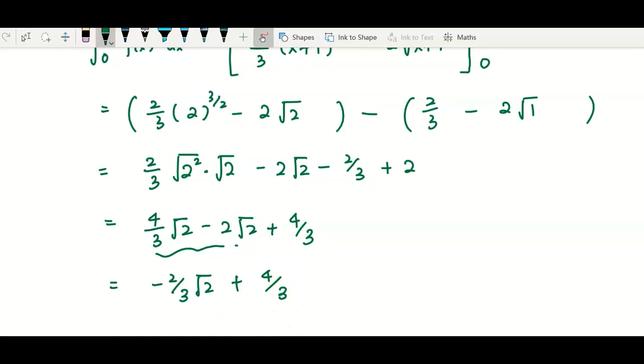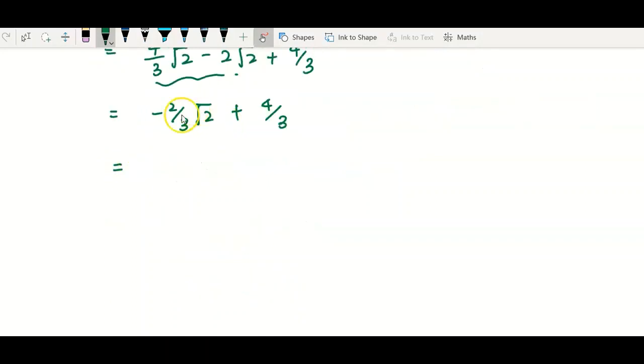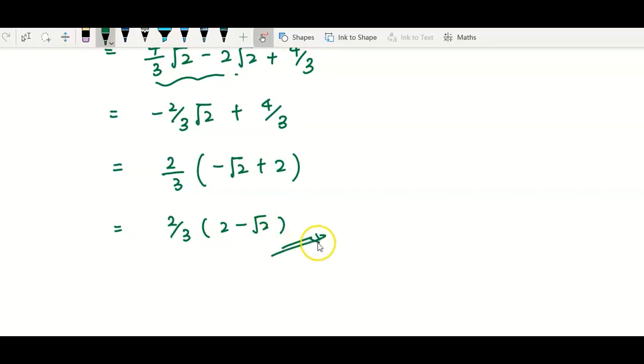Alright, and we can consider these two terms. There is a common factor 2. You can just take out the 2 over 3, and in the bracket you have negative square root of 2 plus 2. Or you can write it into this form. Okay, or you may give your answer in decimal form. That will be 0.391.